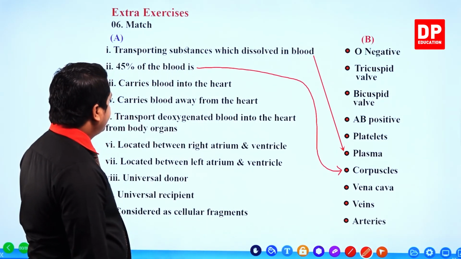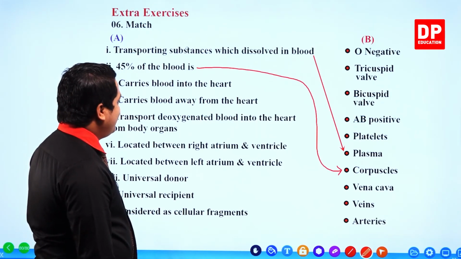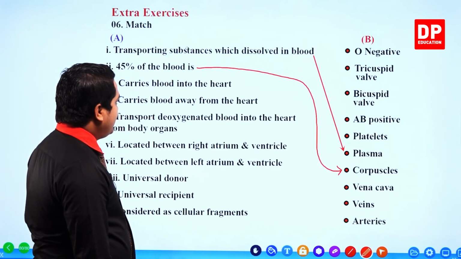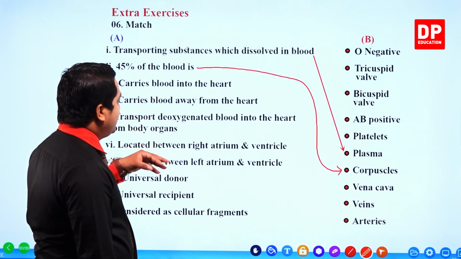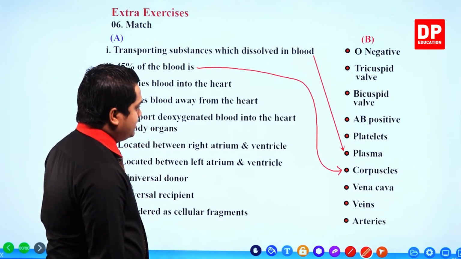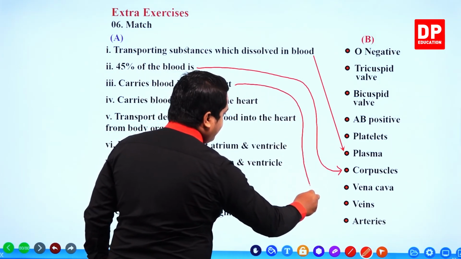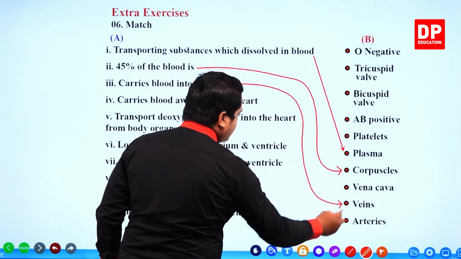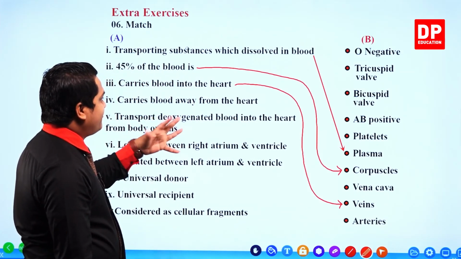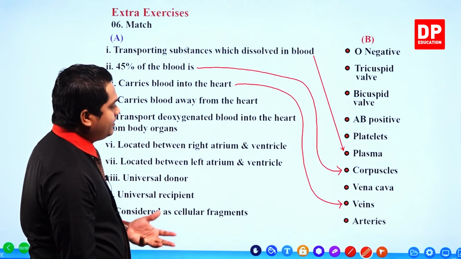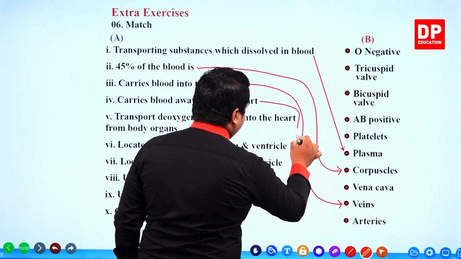Then the next one, carries blood into the heart. Normally blood is carried into the heart by the veins. So veins, in here you can observe veins. Carries blood away from the heart. So away from the heart, it should be arteries. Yes, arteries can be observed here.